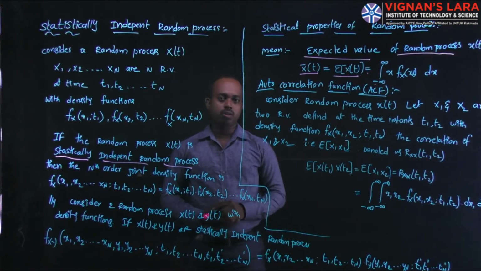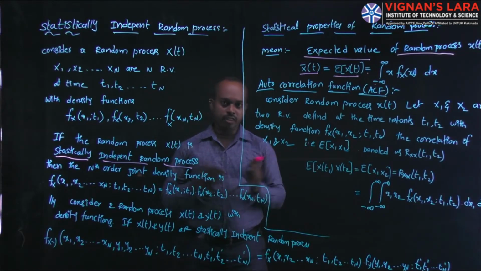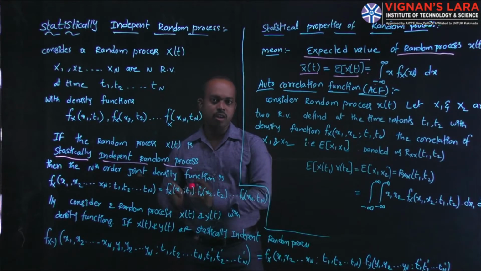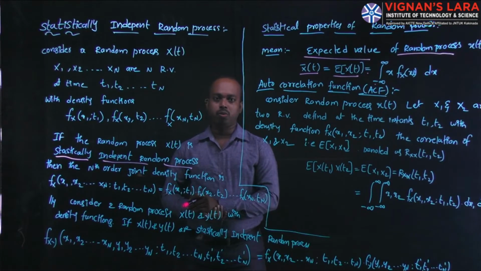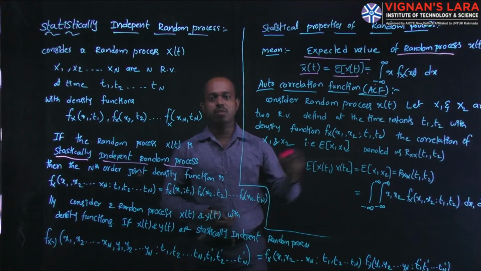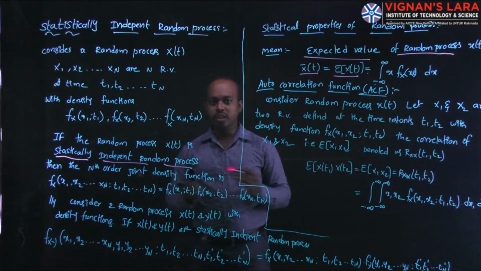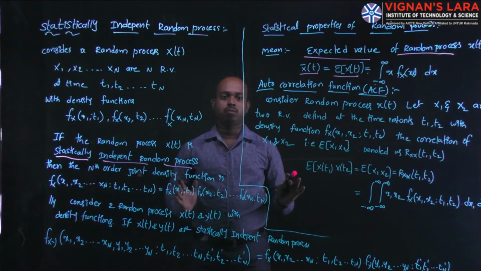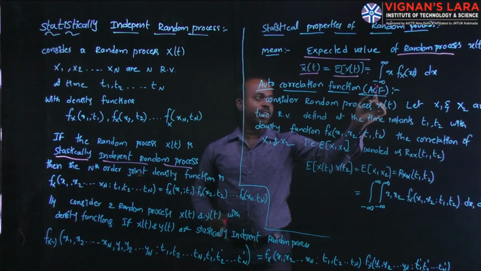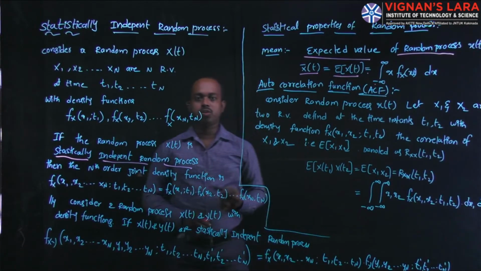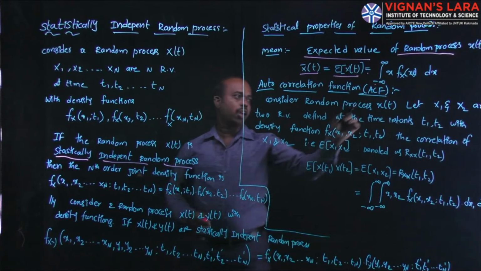We can remember this for any integration in a random process. You have to take the x parameter and integrate with respect to x. We are not using time as an integration variable. Time is a constant. Only x is a variable. You have to integrate with respect to x only. This is the mean value formula: integral minus infinity to plus infinity x into small fx of x comma t into dx.